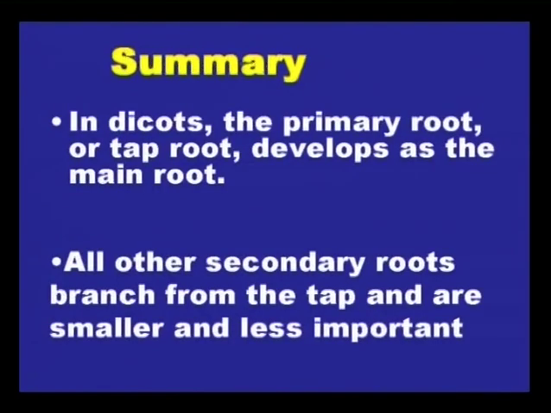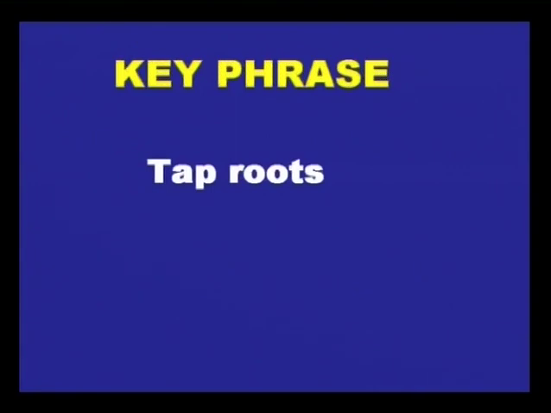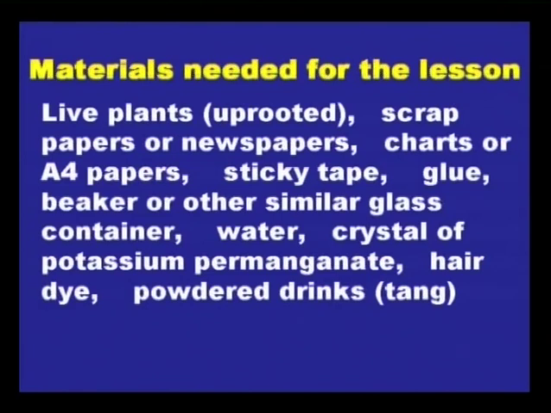Okay, your summary notes, there are two of them. First one, in dicots, the primary root or taproot develops as the main root. And the second one, all other secondary roots branch from the taproot and are smaller and less important. Taproots is our key phrase for today. Now, next lesson, we will look at shallower roots or fibrous roots.